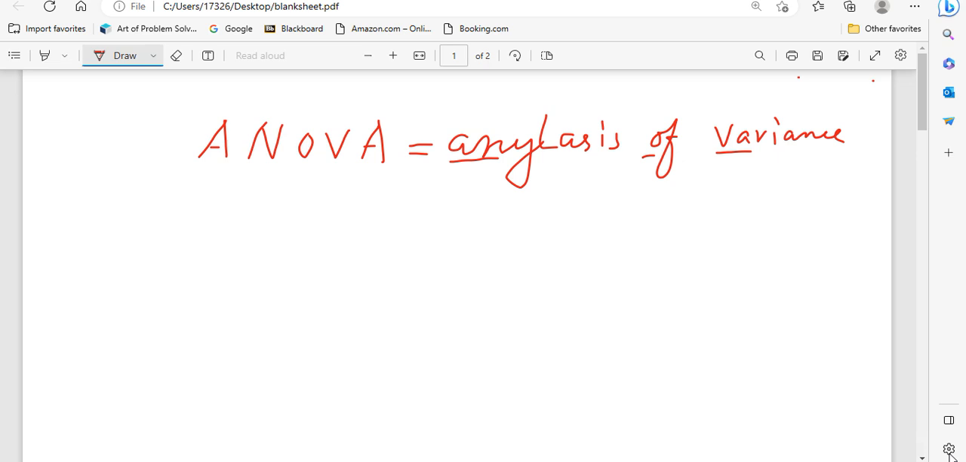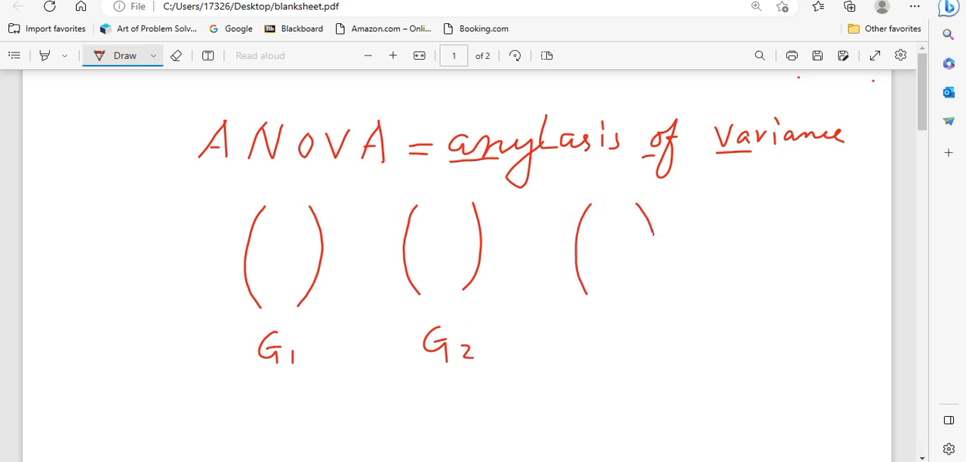So now suppose we have three groups: group 1, group 2, and group 3. We want to check whether these three groups have a difference. So let's check this very simple data. The group 1 data is 1, 2, 3. Group 2 is 4, 5, 6. And group 3 is 7, 8, 9.